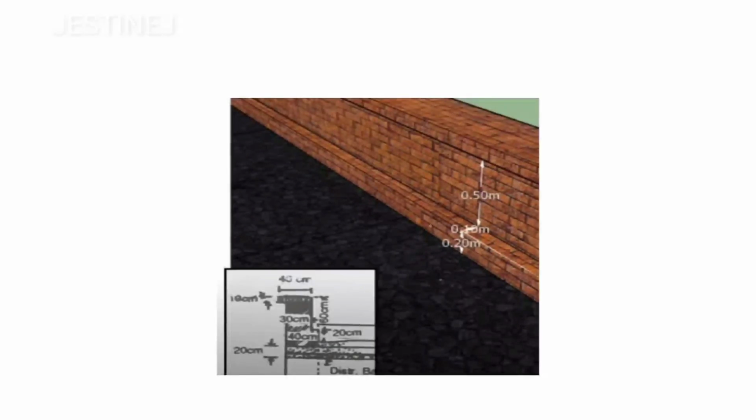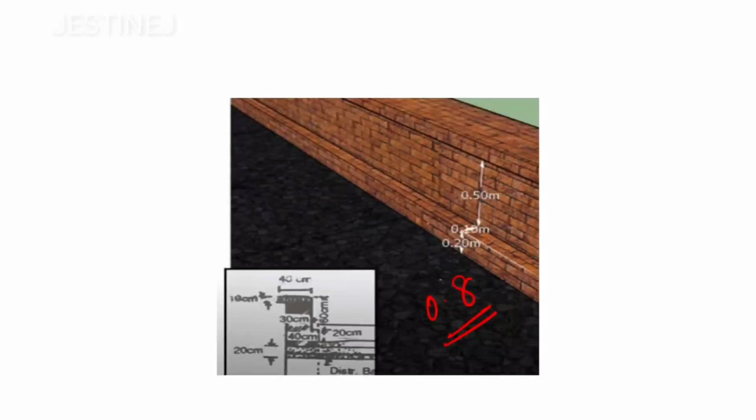Okay, so the area we have to calculate. If you observe this height, it is going to be 0.2, then 0.1, and this height is going to be 0.5. So in total it is going to be 0.8, isn't it?